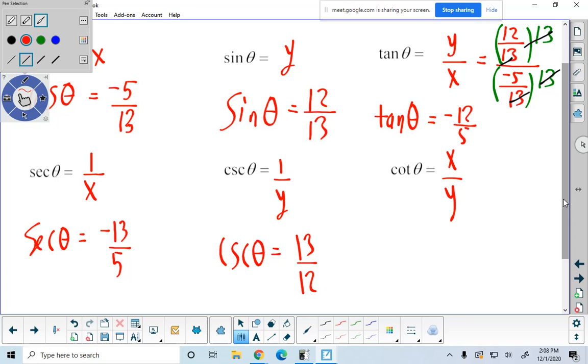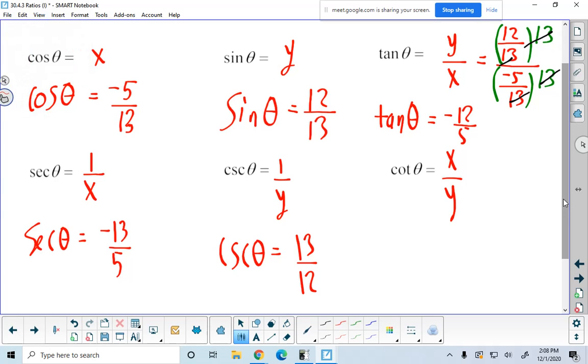Again, I don't care whether x owned the negative or whether the negative was owned by y. I always put it on the top. That means cotangent of theta is the reciprocal of that, which would be negative 5/12. And this is such an important question, the one we just did, that I want to pause again and see if anybody has any questions.